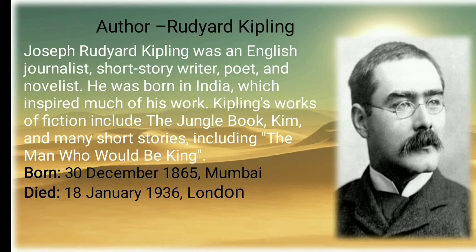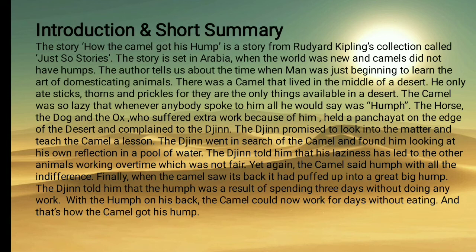He was born on 30th December 1865 in Mumbai, and he died on 18th January 1936 in London. So now have a look at the short summary of the story. This story, How the Camel Got His Hump, is a story from Rudyard Kipling's collection called Just So Stories.